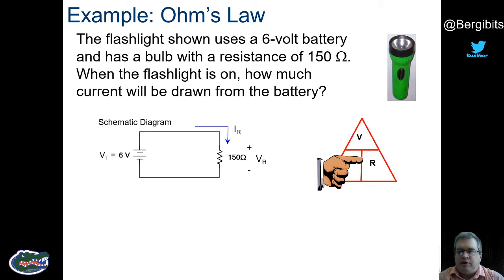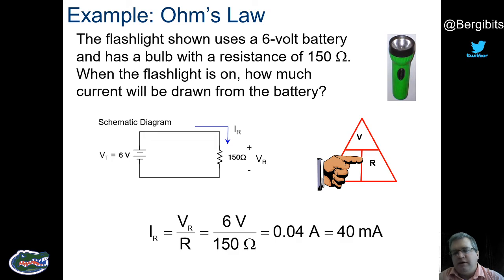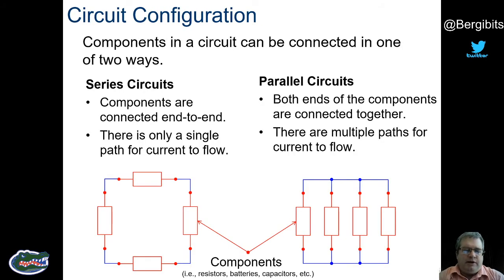There it is. You put your thumb over the I, and 6 divided by 150 is 0.04 amps or 40 milliamps. To convert amps to milliamps, you just multiply amps times 1,000, which gives you 40 milliamps. And you can see the difference on the left and right. Left being the series circuit and right being the parallel.